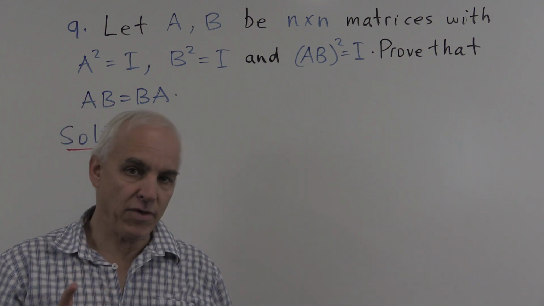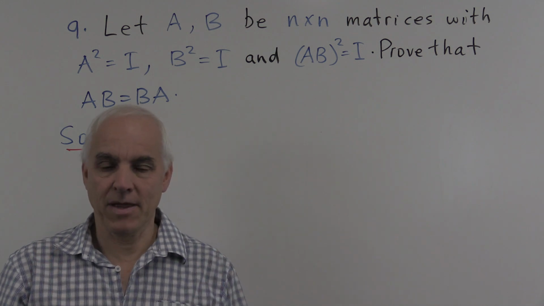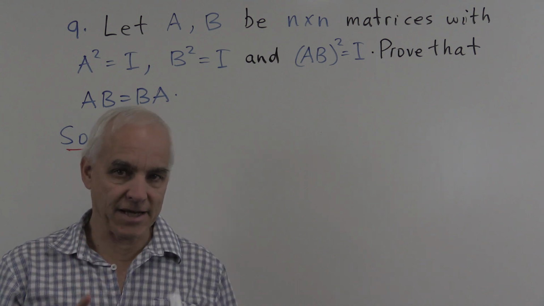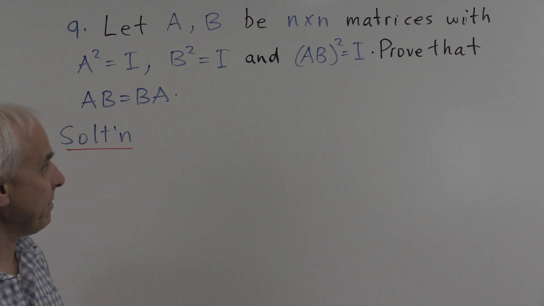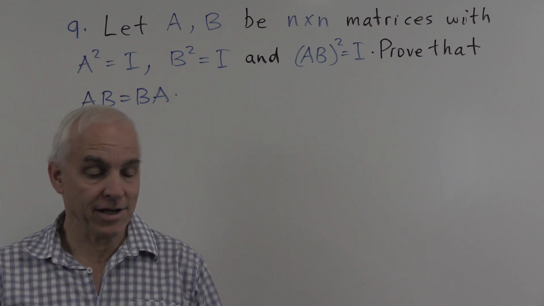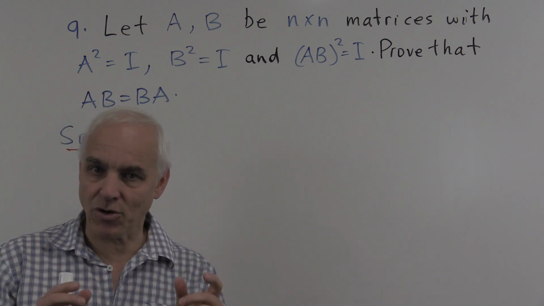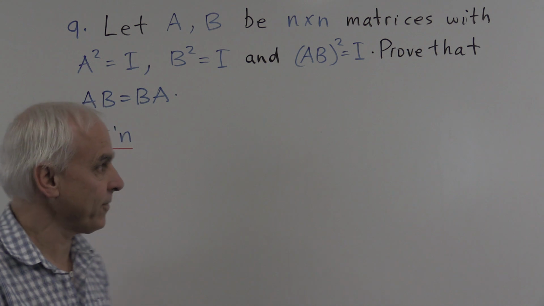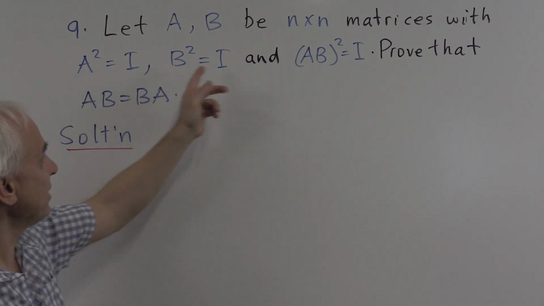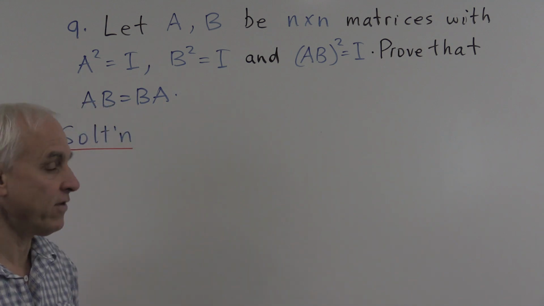So I remind you that in general, when we're working with matrix arithmetic, matrix multiplication is associative. This is a key point. But matrix multiplication is not generally commutative. So in general, AB does not equal BA. It's rather special when two matrices commute like this. So that's the content of the question, that these three conditions are strong enough to force commutativity between the two matrices A and B.